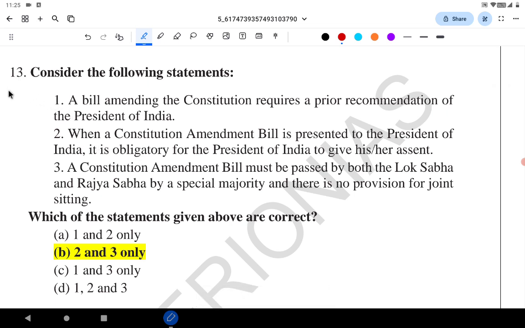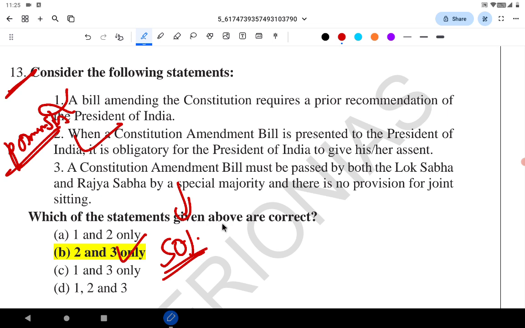Coming to the 13th, a bill amending the constitution requires prior recommendation of the President of India. For amending the constitution, you don't require prior recommendation. A private member or a minister can introduce the bill. When the constitution amendment bill is presented to the President of India, it is obligatory for the President to give the assent, correct? The constitution amendment bill must be passed by the Lok Sabha and Rajya Sabha by a special majority. There is no provision of joint sitting, correct? You should know what is special majority: 50% of the total strength and 2/3 of the members present and voting.